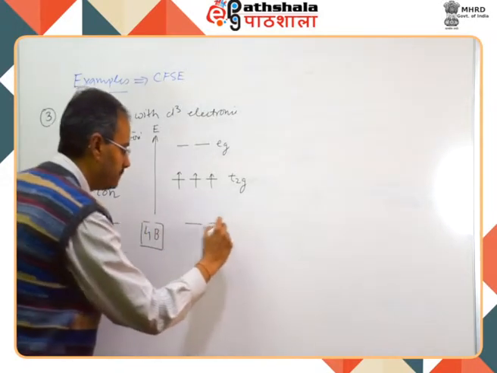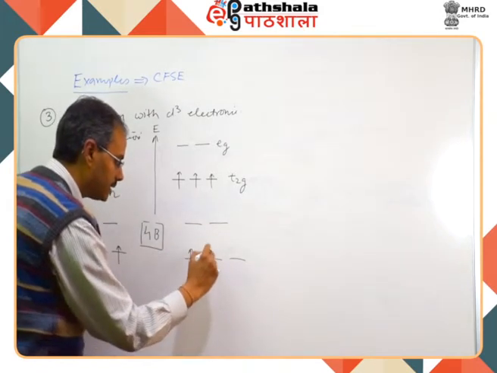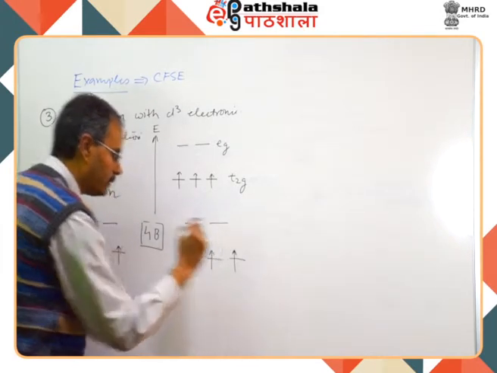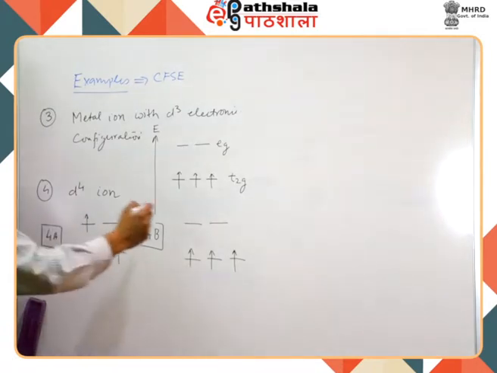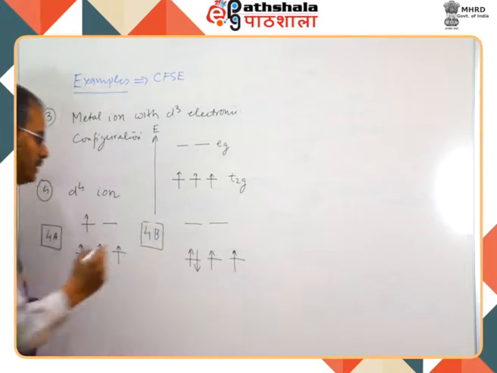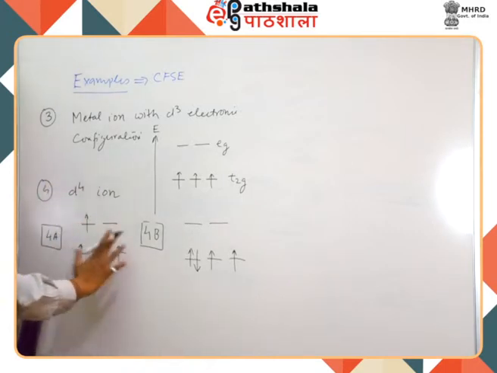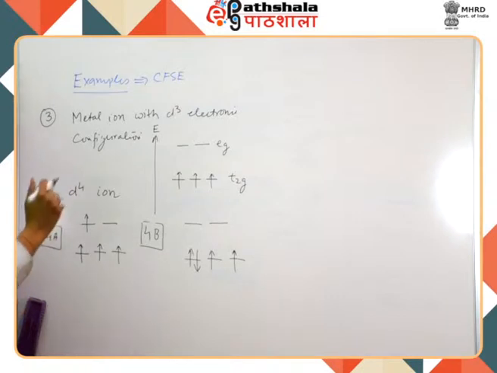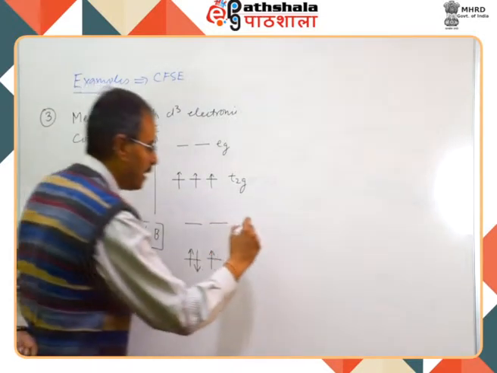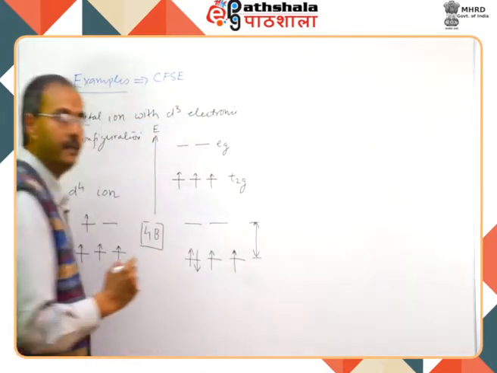So in 4B, the first electron, the second electron, the third electron, but rather than going to the EG set of orbitals, let us say the fourth electron goes to the T2G set of orbitals. So which one is favorable? Which one is allowed? For your information, both these situations are allowed, but what actually depends is how much is the gap between these two sets of orbitals.